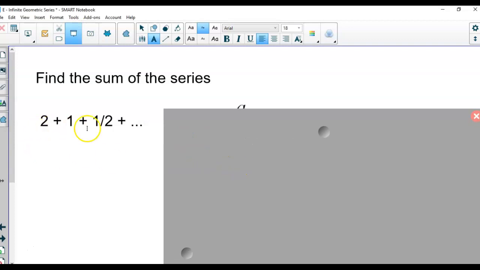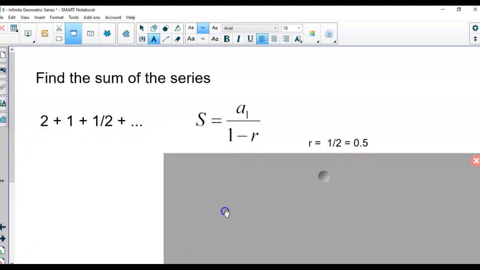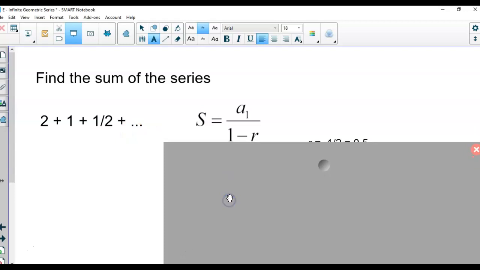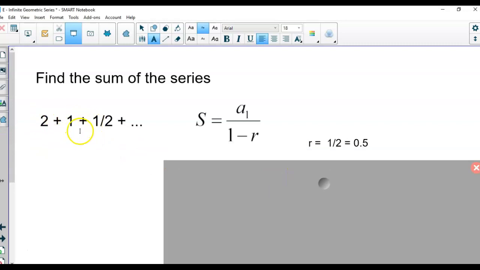So we have 2, 1, 1/2, okay? Here is my formula, and always the first thing we want to do is find that common ratio, right? So we did this already. This is the same one we had on the previous page, and we saw that, hey, 1 divided by 2 gives us 0.5, okay? So now we're just going to fill in what we know. A sub 1 is always the first term, so that's 2. My rate is 0.5, so I'm going to plug in 2 into A sub 1 and 0.5 into R.